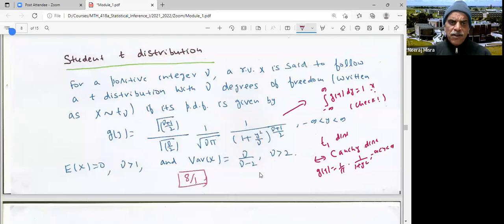And you know that for the Cauchy distribution, the mean does not exist. The reason is because nu equal to 1 is not greater than 1. So for the Cauchy distribution, the mean does not exist.